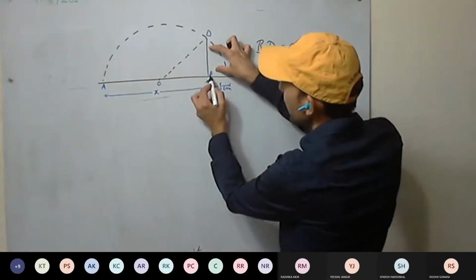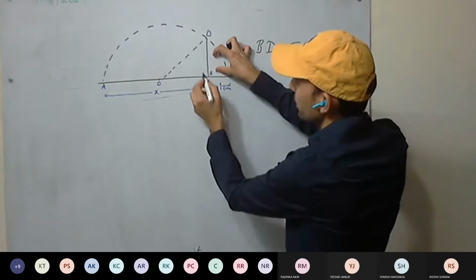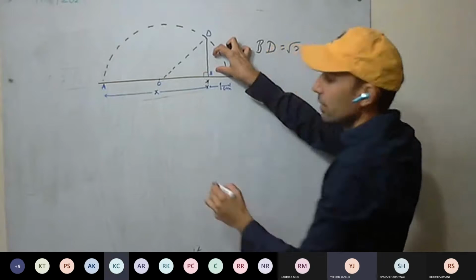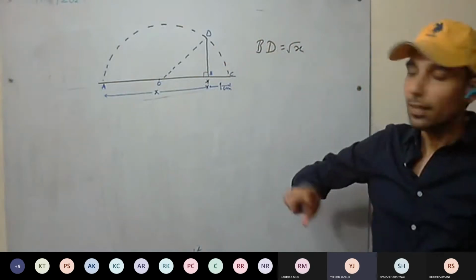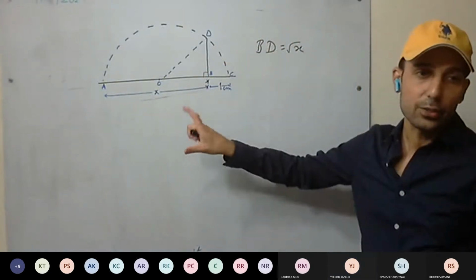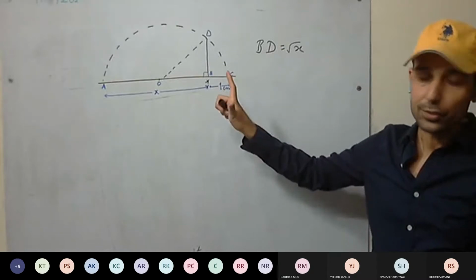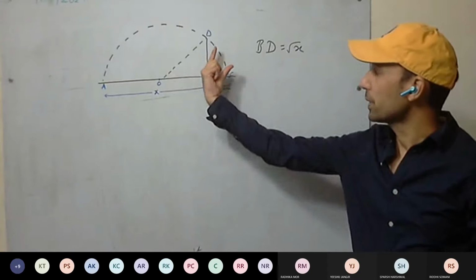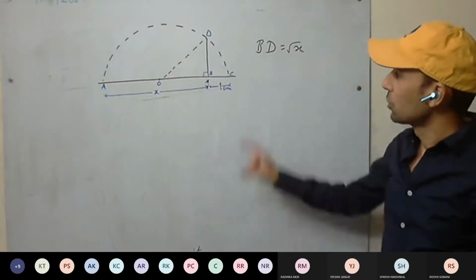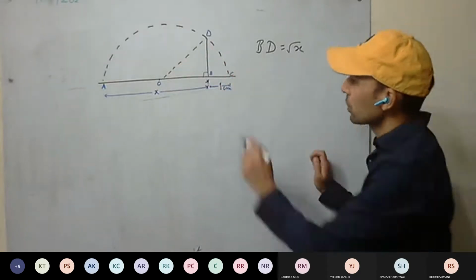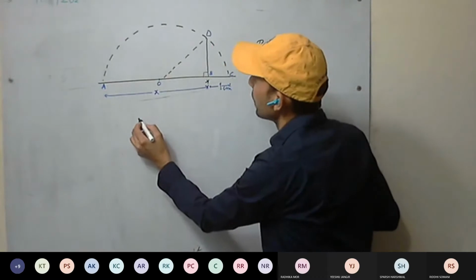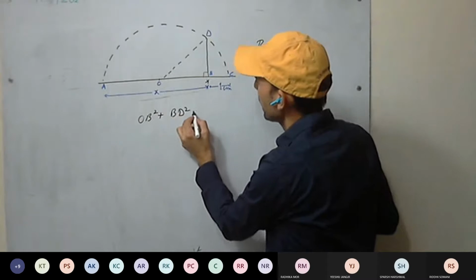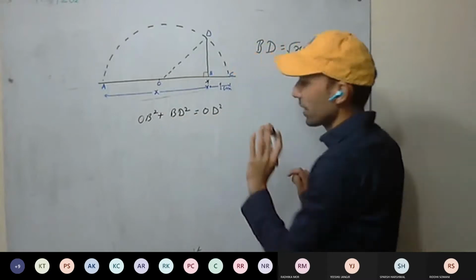So see here, what kind of triangle is this? OBD. It is a right angle triangle. So we can use Pythagoras theorem, which you already know. OB square plus BD square equal to OD square.